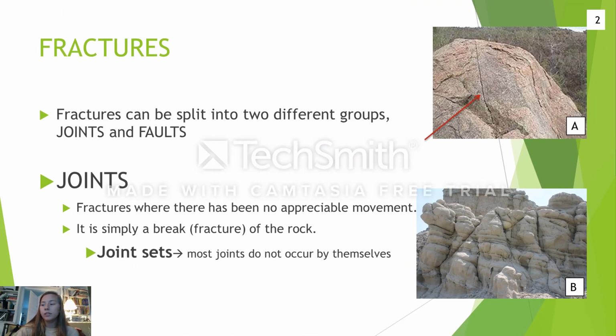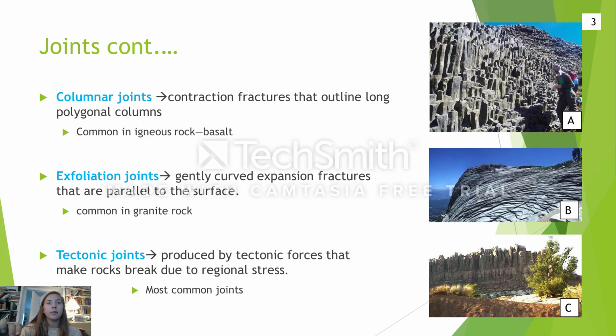So moving on, joints can be broken down into a few different types of joints as well. So we've got columnar joints, and with this, these are going to be formed when the cooling of lava happens. So we can break these down into kind of the different materials that they're made out of. So basalt, you're going to find basalt in these types of columnar joints, and igneous rocks.